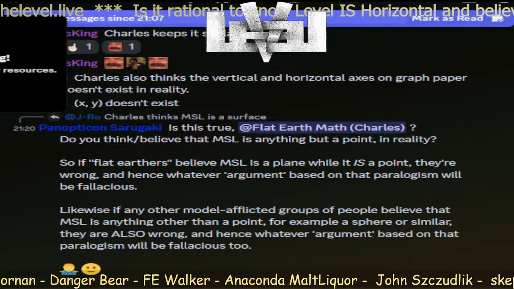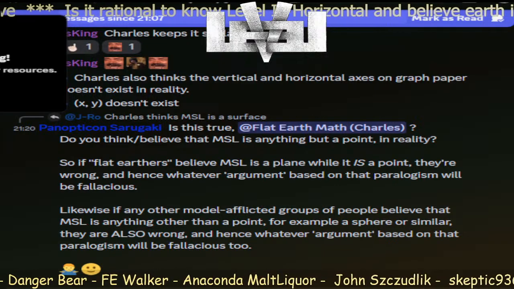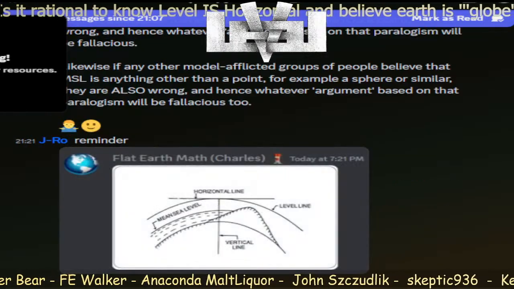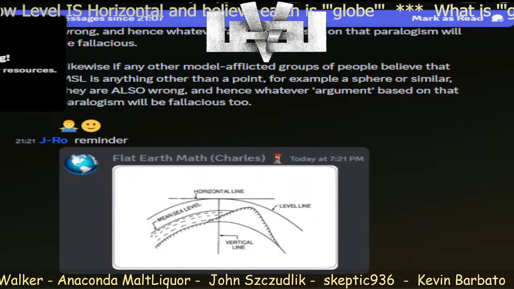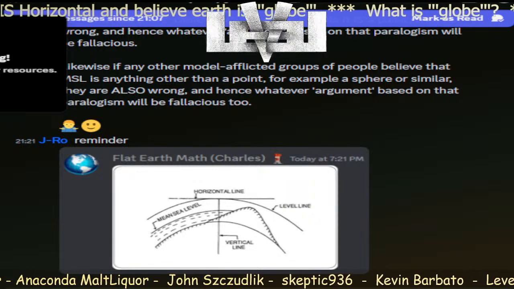Hopefully. Well, I don't know if you noticed, Charles, but the room has got a different name. Have you noticed? It's called On the Level.